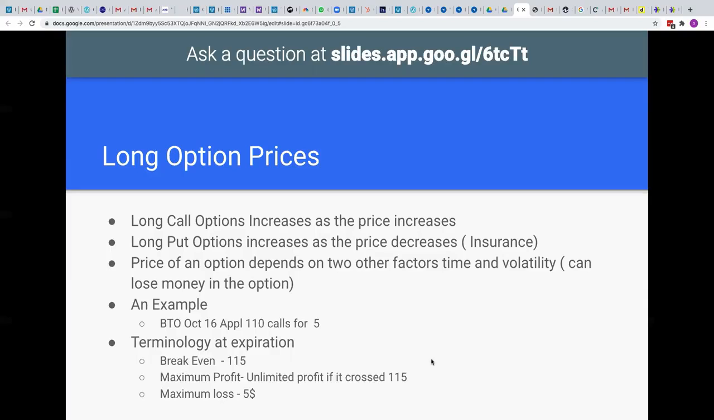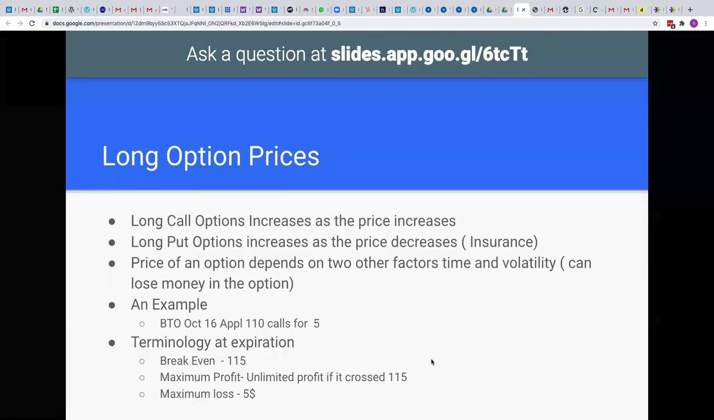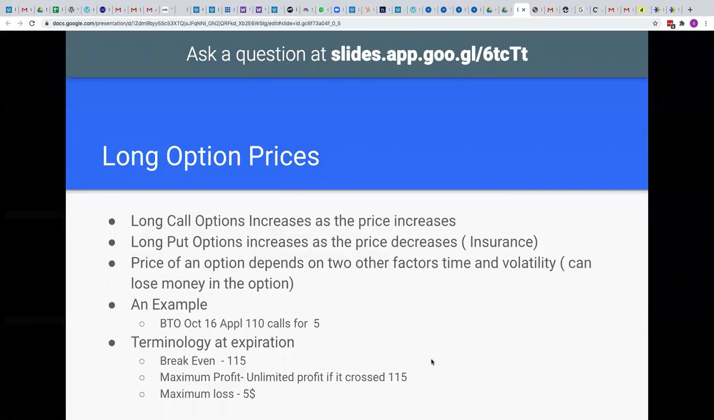So then again, the price of an option depends upon three factors. One is the underlying stock movement. Number two is the time. And number three is the volatility. So you might be saying, hey, my stock price is increasing, but still my option prices are going down. It depends on what option you have bought.